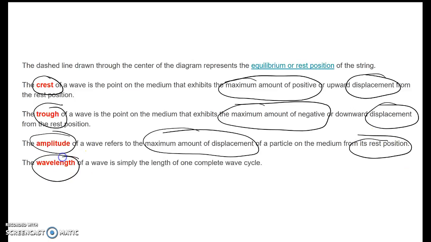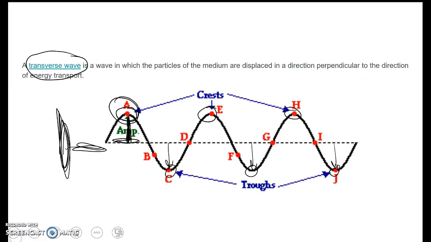And then the wavelength is the length of one complete wave cycle. So let's go back here and look. Wavelength. So a wave cycle would be one crest to one crest. This would be one wavelength.